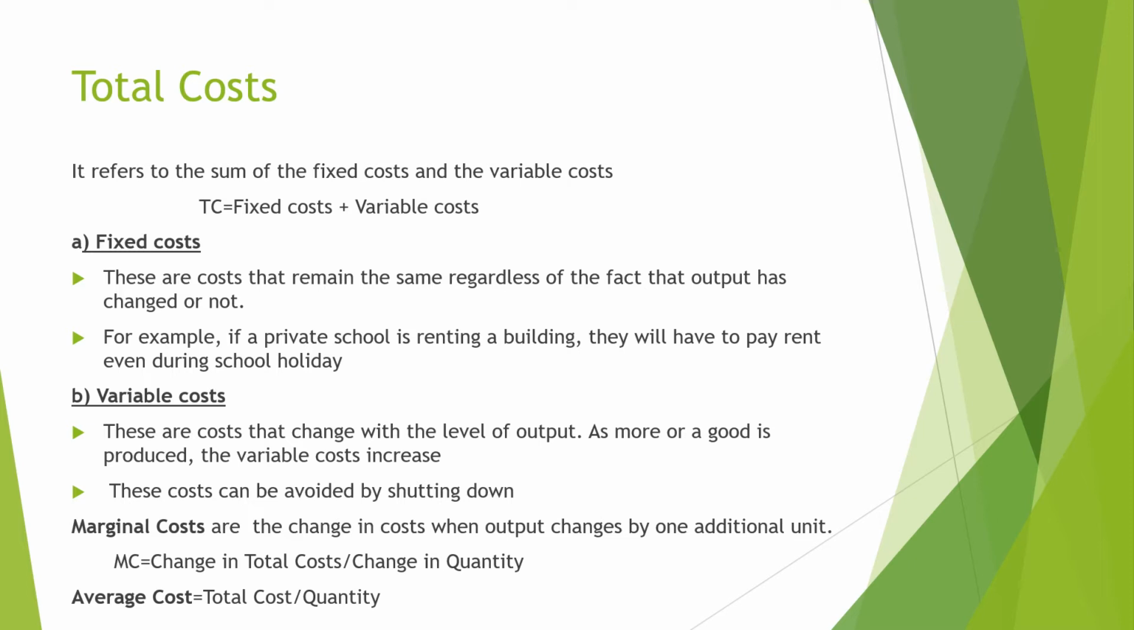And then we have those variable costs now. In order for me to produce 50 cakes in comparison to the 10 cakes that I was previously baking, I will need more ingredients. So those ingredients are mainly known as variable costs. These are costs that change with the level of output. As more of a good is produced, the variable cost also increases. An example of that is ingredients.